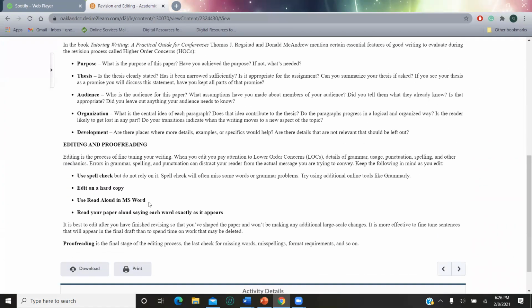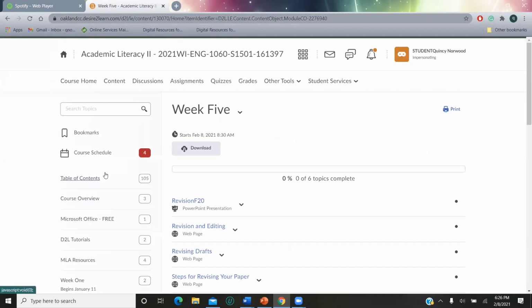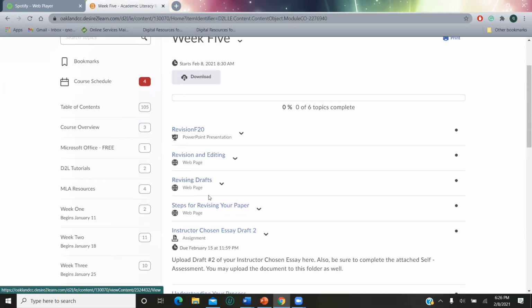Okay. Boom. Oh yeah, read aloud in Microsoft Word. Okay. Most of what's in this next thing I'm going to show you, I'm going to reiterate when I go over these slides. This is the same material. Actually, both of these, revising drafts and steps for revising your paper, are pretty much saying the same thing, just in a different way.